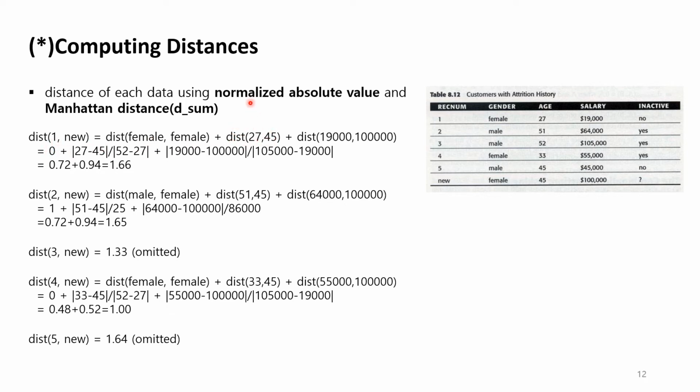And for this one we use normalized absolute value, which is the difference divided by the maximum range. In this case the maximum is 52 and the minimum is 27, so this is the maximum range. Again, for this we use normalized absolute value, so difference divided by maximum range. By computing this, we have 1.66. So by using normalized absolute value and Manhattan distance, the distance between record 1 and the new is 1.66.